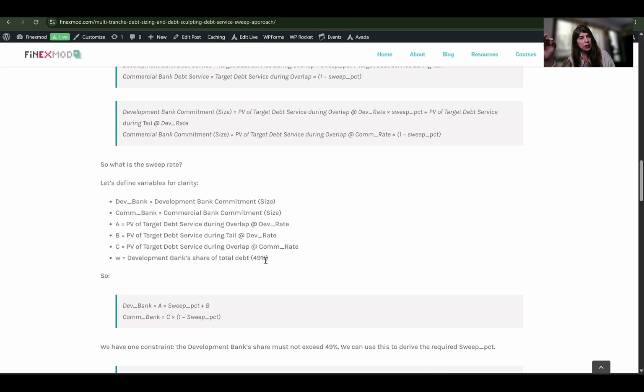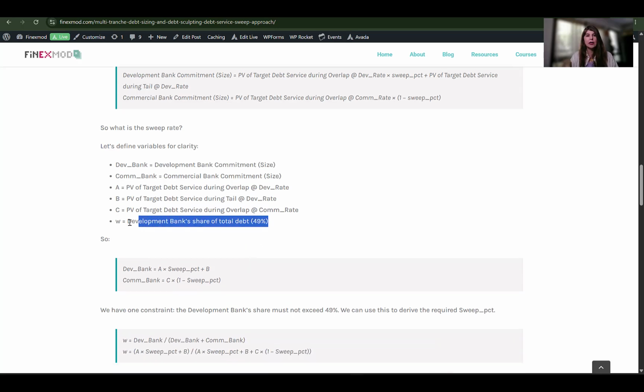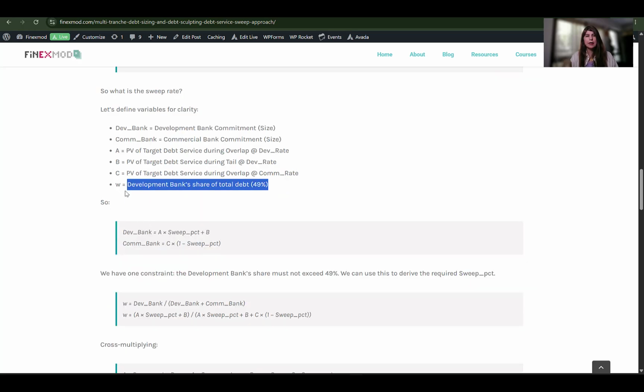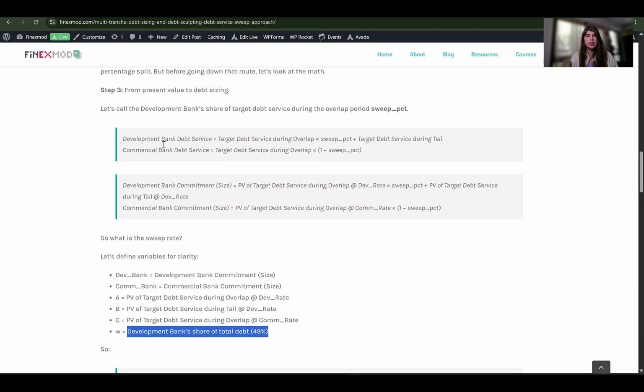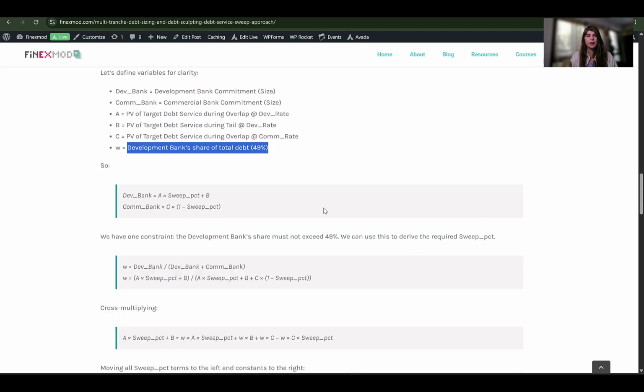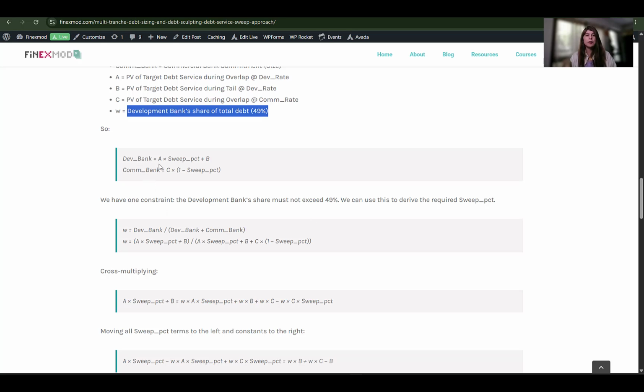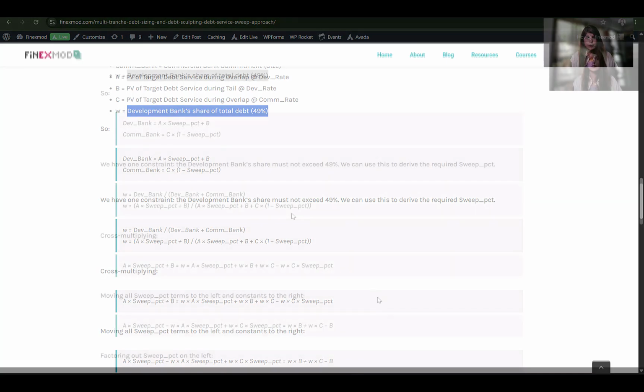So that's the constraint that the development bank has put for their debt sizing to not exceed 49% of total debt. So we're basically going to use that constraint to calculate that sweep percentage. So we're going to substitute the A and B and C to these definitions that we have up there. And we're going to get the development bank is going to be equal to A times sweep percentage plus B. Commercial bank is going to be C times 1 minus sweep percentage.